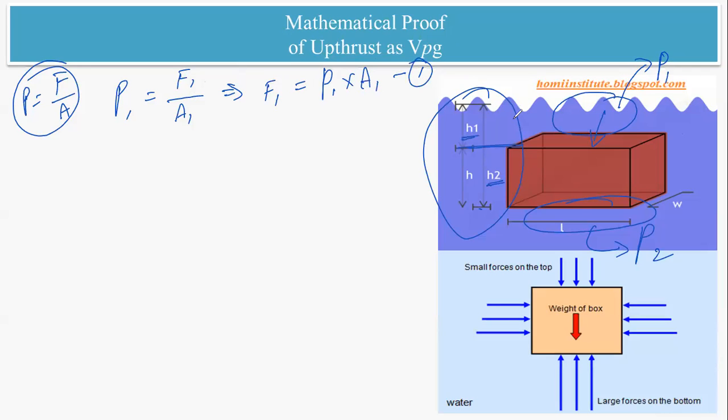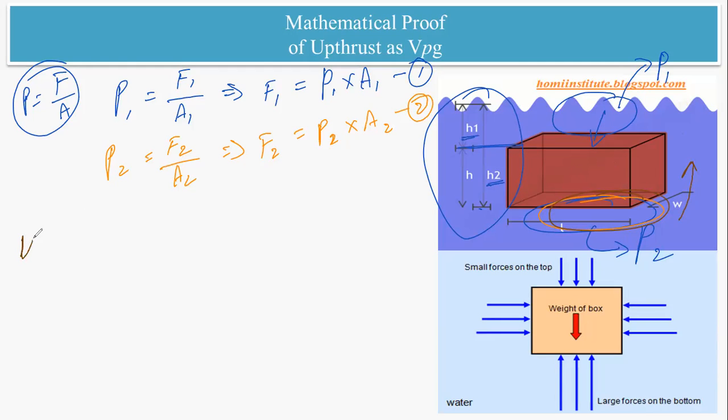Now, similarly, you go for the base, the P2. So P2 is equal to, again, F2 by A2. So it will be over here as F2 equals to P2 into A2. So make it as equation 2. Now, as just now I had explained that the upthrust from the bottom is more over there. So what is the effective force?